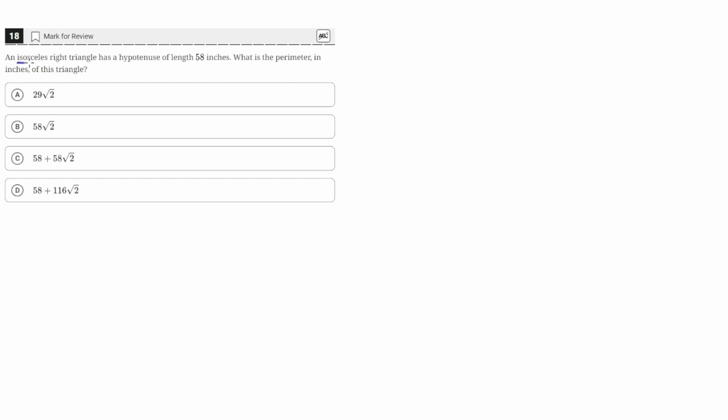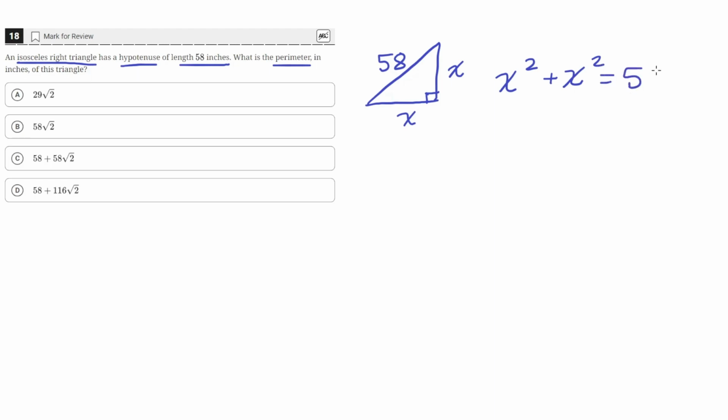An isosceles right triangle has a hypotenuse of length 58 inches. What is the perimeter in inches of this triangle? So we have an isosceles right triangle whose hypotenuse is 58 inches. And since it is isosceles, it means the length of both of these sides is the same. So let's just say they're x units in length. So then using the Pythagorean theorem, we know that x squared plus x squared is equal to 58 squared. The sum of the square of the legs is equal to the square of the hypotenuse.